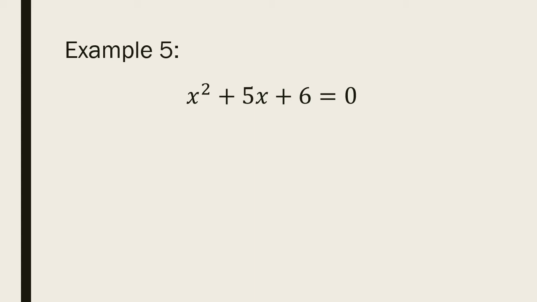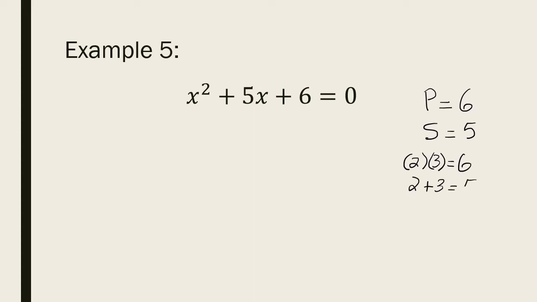And to be able to factor this trinomial, I need to think of two numbers. If I multiply, I get 6. And if I add, I get 5. The two numbers are 2 and 3. 2 times 3 equals 6. And 2 plus 3 equals 5. So now I have two factors for this trinomial. The first factor is x plus 2, and the second factor is x plus 3 equals 0.